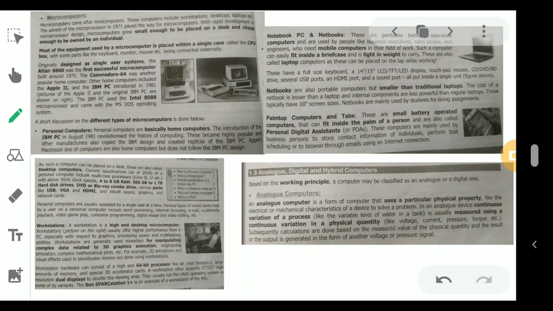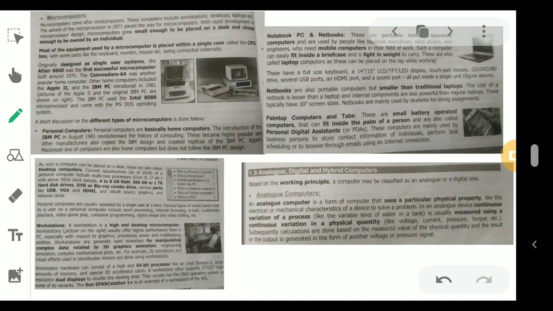Now there are palmtop computers. This is a small battery-operated computer that can fit inside the palm of a person. It is also called a personal digital assistant, that is, a PDA. These computers are mainly used by business persons to store contact information of individuals, perform task scheduling, or browse through email using internet connections.